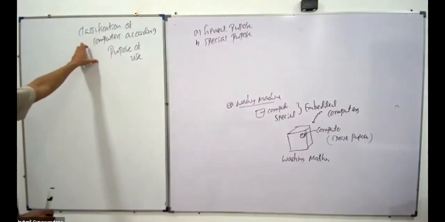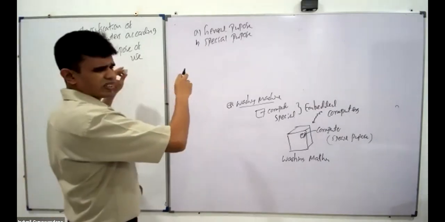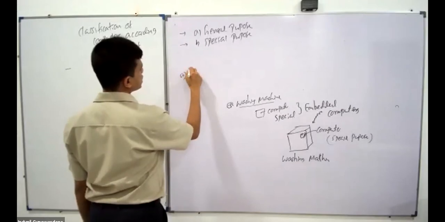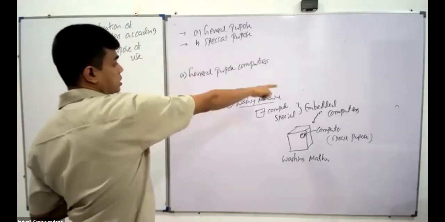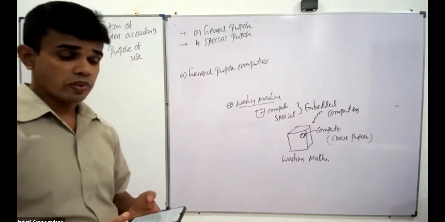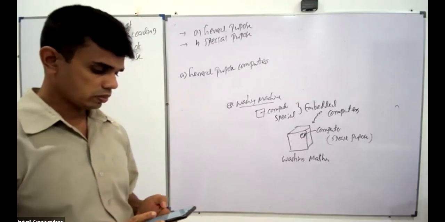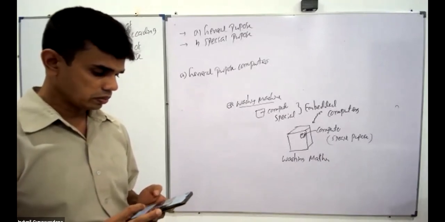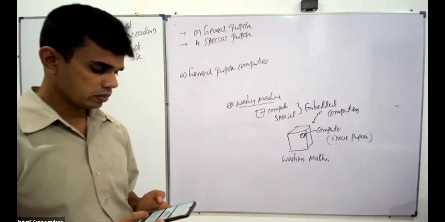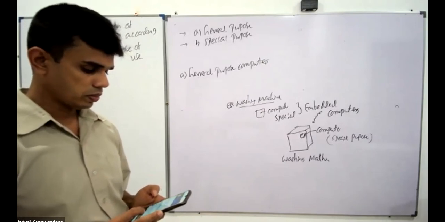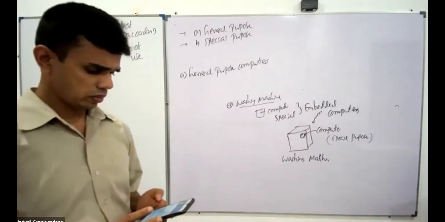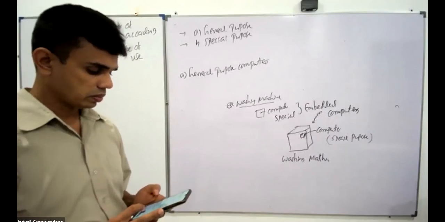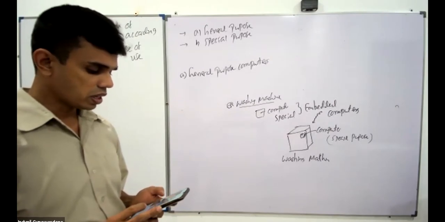Okay, so you have the topic, classification of computers according to the purpose of use. Then we'll have part A, general purpose, part B, special purpose. We'll just list them. And subtopic, general purpose computer. Right, general purpose computers are the computers which can be used for multiple purposes, multiple activities.